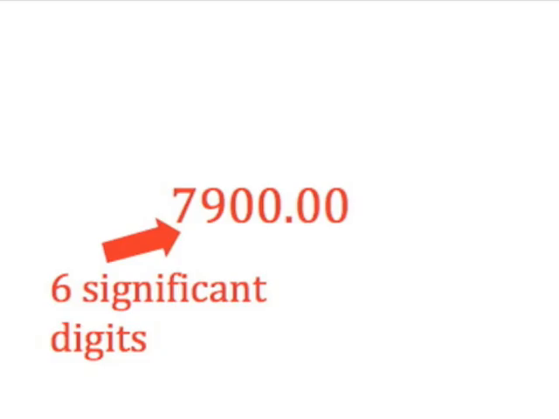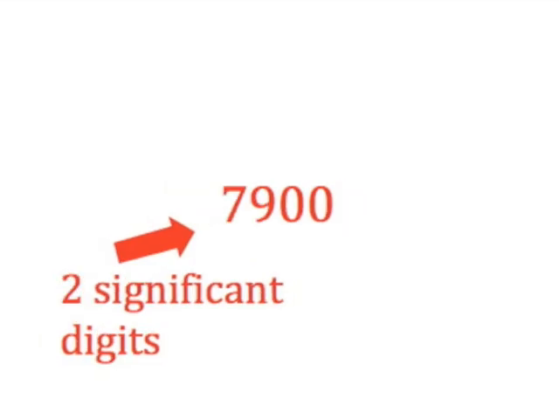Look at it this way. 7,900.00. All the zeros are significant because the decimal point is there that tells you that it's exact. But if you just have 7,900, those 2 zeros are insignificant because all they're doing is filling the place for the 1s and 10s digit that isn't actually there.